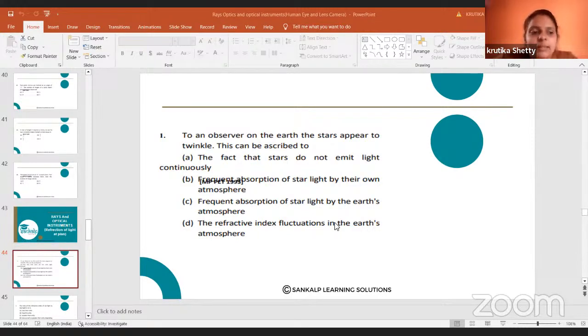You also study this in 10th. Why do stars twinkle but planets do not twinkle or shine here? Here the correct option is, as we know that our Earth atmosphere consists of different layers. As the layer is changing, the refractive index value is also changing. It is not option C, it is option D. The refractive index fluctuations in the Earth atmosphere, therefore we observe the twinkling here. Okay, I hope it is clear to you.